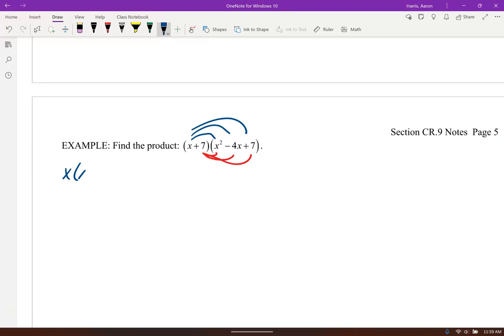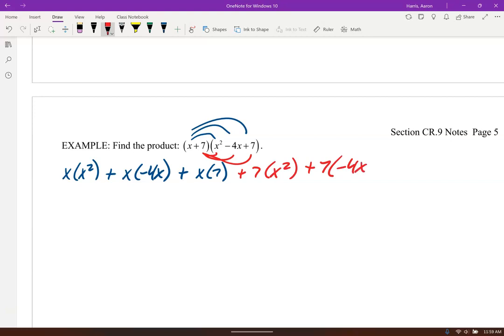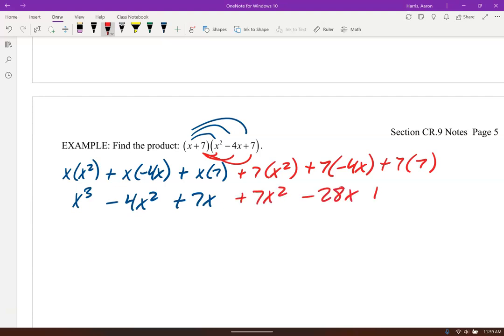So x times x squared, there's my first one. Plus, now I'm going to go x times that negative 4x. Then I'm going to take the x times the 7. And now let's do the 7 through to everybody. 7 times x squared. 7 times that negative 4x. And 7 times that 7 on the end. So it looks like we have x cubed minus 4x squared plus 7x plus 7x squared minus 28x plus 49.